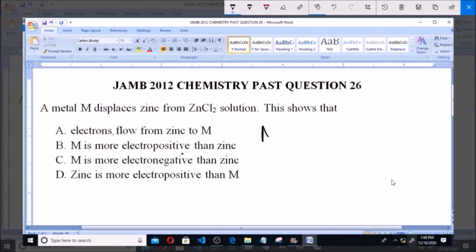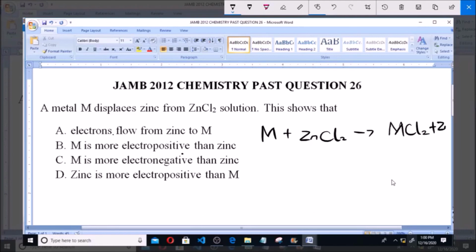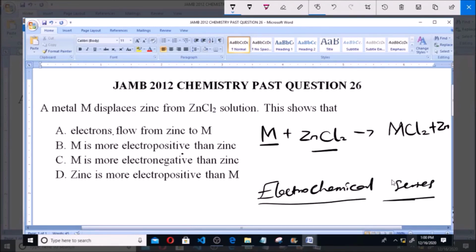Now, if a metal M should react with zinc chloride and displace zinc from this solution, it simply means that this metal is higher than zinc in the electrochemical series. It simply shows the position of each metal, that is, how reactive each metal is. The strength of each metal is actually described by this electrochemical series. So if a metal displaces zinc from its own solution, like zinc chloride here, it represents that this metal is higher than zinc in the electrochemical series, and it also implies that the metal is more electropositive.